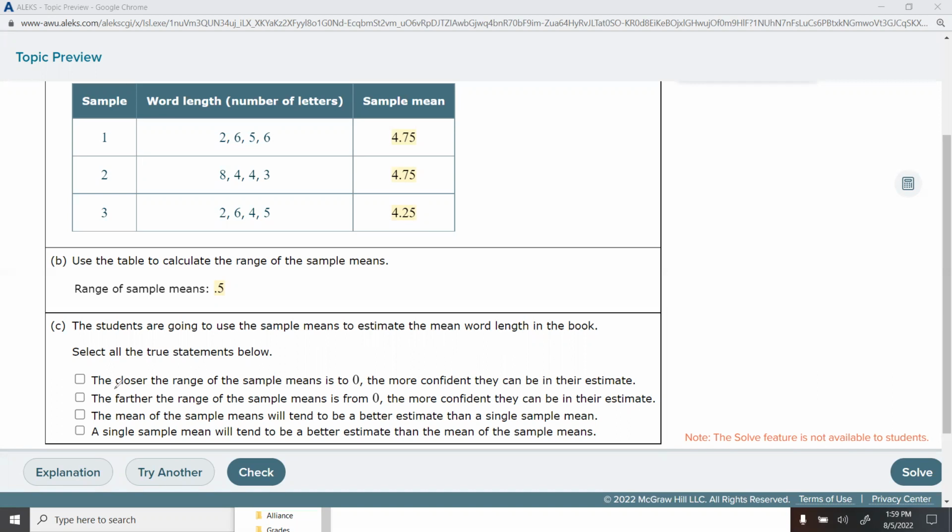The closer the range of the sample means is to 0, the more confident they can be in their estimate. Versus the farther the range of the sample means is from 0, the more confident they can be in their estimate. Well, I think we can all agree you can't have both of them true. Maybe neither of them is true, but certainly not both. So they're talking about the range of the sample means. Well, this was the range right here of the sample means based on these 3 samples.